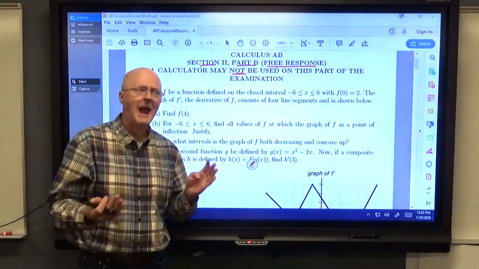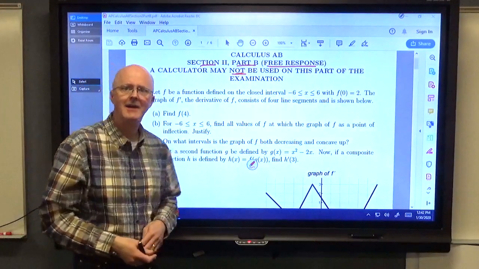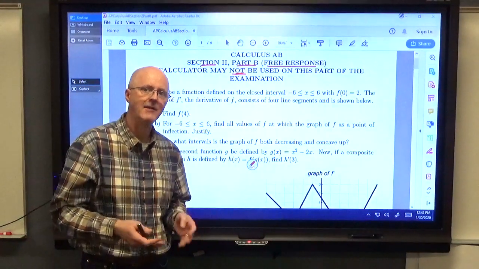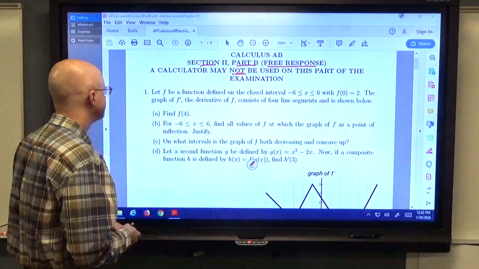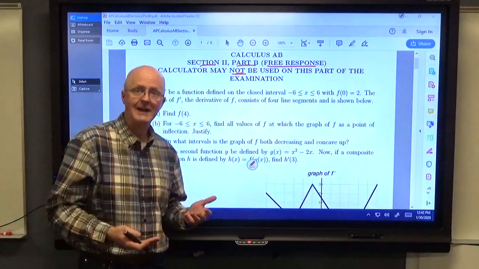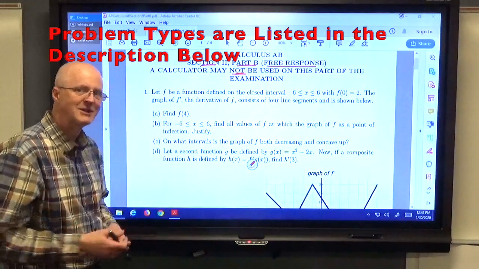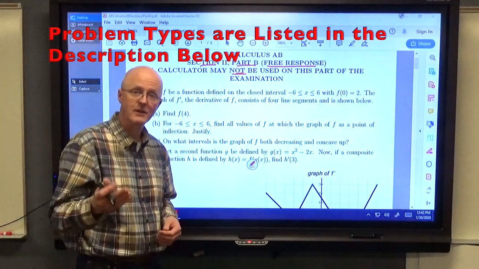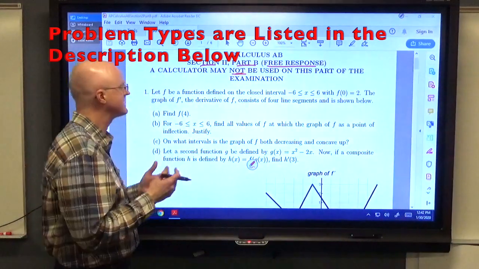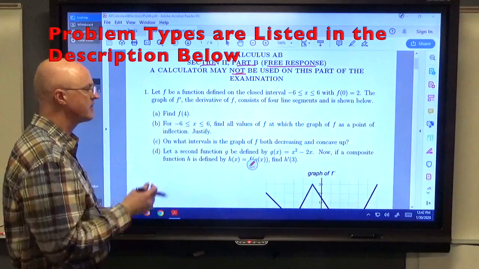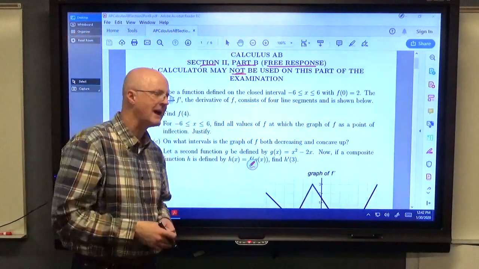On the actual AP exam, when you do this part, you're going to have an hour to do 4 problems, so you need to average 15 minutes per problem or less. I want to give you more variety, so I'm going to do 6 problems, which you would want to try to finish in an hour and a half if you're following along with me. I would recommend pausing the video, doing the problem on your own, and then coming back and seeing what I do.